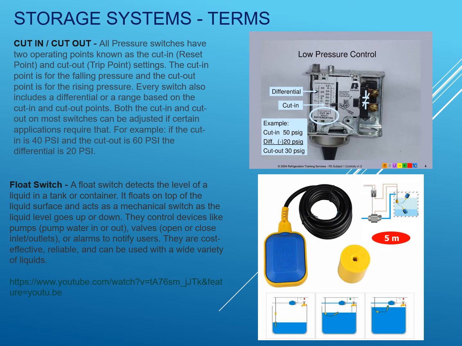The other item is called the float switch. A float switch detects the level of a liquid in a tank or container. Usually this is installed on gravity tanks. It floats on top of the liquid surface and acts as a mechanical switch as the liquid level goes up or down. They control devices like pumps, valves, or alarms to notify users. They are cost-effective, reliable, and can be used with a wide variety of liquids.